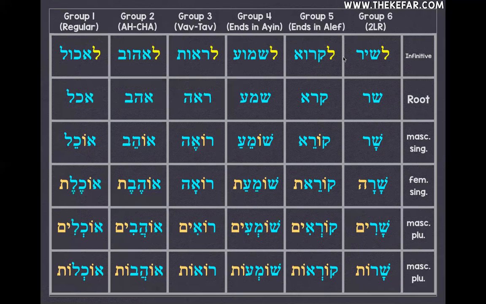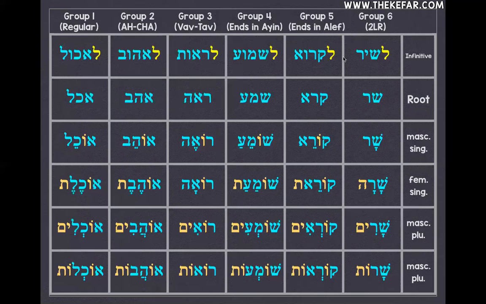We have our vav tav groups, and these are the ones where the infinitive ends in a vav and a tav. Okay, so vav tav is the last two letters of the infinitive. The vav tav converts into a hey when we find the root, and our sound pattern is o'e, o'ah, o'im, and o'ot. We have a group of verbs that the shoresh, the root, ends in an ayin, and that sound pattern is o'ea, o'a'at, o'im, and o'ot. We have a group where the shoresh ends in an aleph, and that sound pattern is o'e, o'et, o'im, and o'ot. And then we have verbs where the root is only two letters instead of the usual three, and that's just a'ah, a'im, and a'ot.